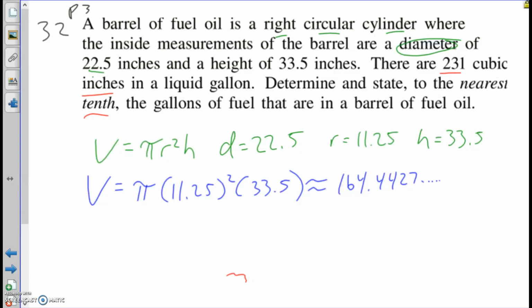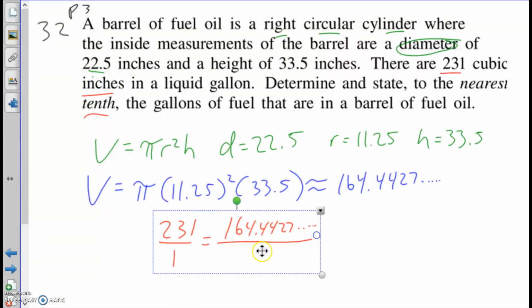So I'll set up a proportion here. 231 cubic inches is 1 liquid gallon. Well, our answer of 164.4427, so on, is how many liquid gallons? So determine and state to the nearest tenth the gallons of fuel that are in a barrel. Well, it seems like the answer is going to be less.